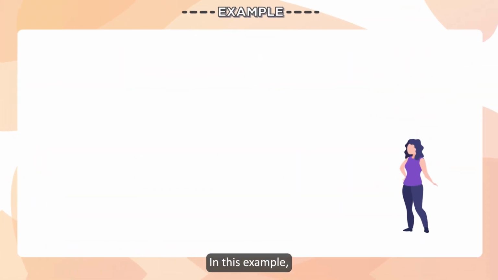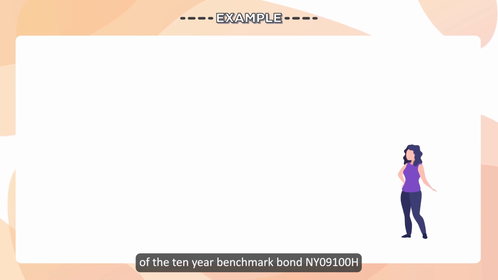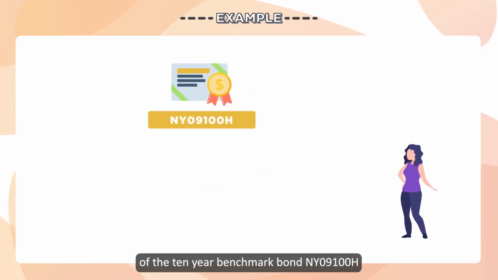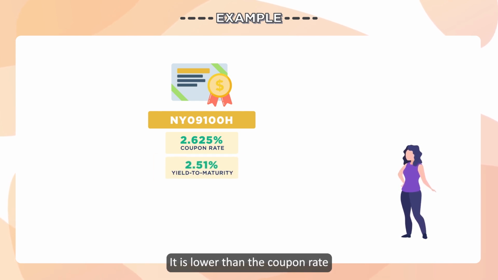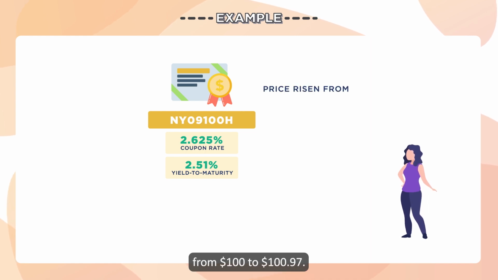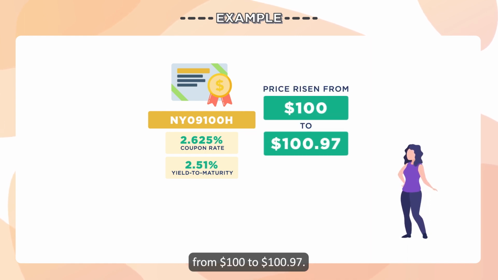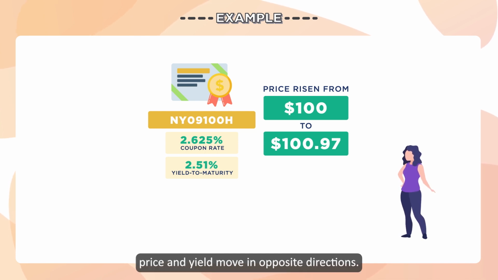In this example, the yield to maturity of the 10-year benchmark bond NY091000H, which has a coupon rate of 2.625%, is 2.51%. It is lower than the coupon rate because its price has risen from $100 to $100.97. It is important to note that a rise in the price has lowered the yield. In other words, price and yield move in opposite directions.